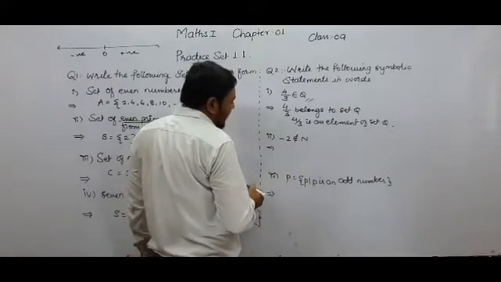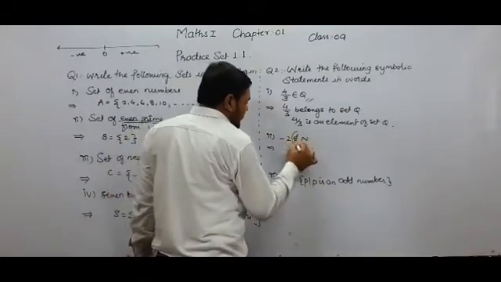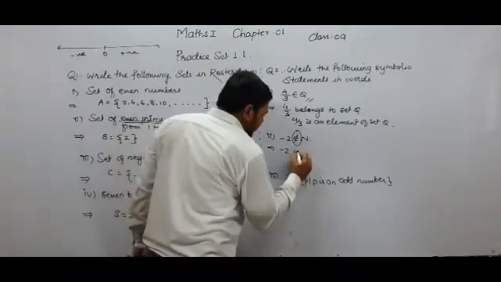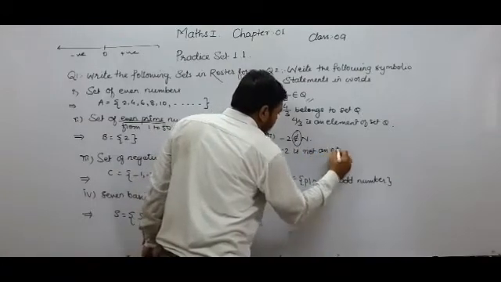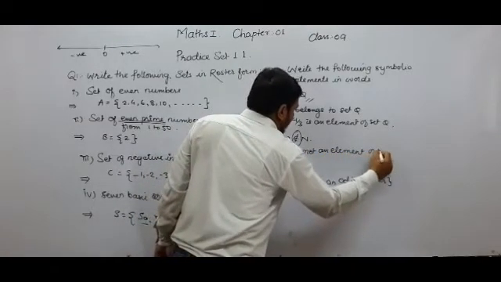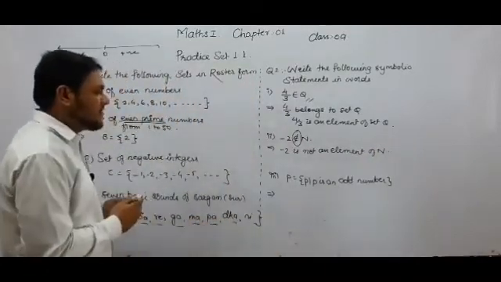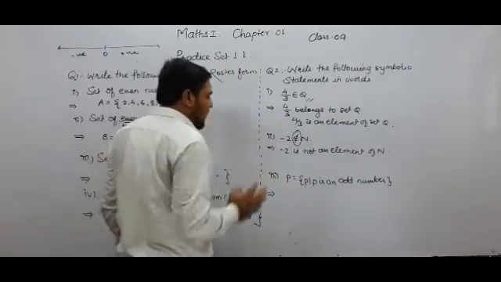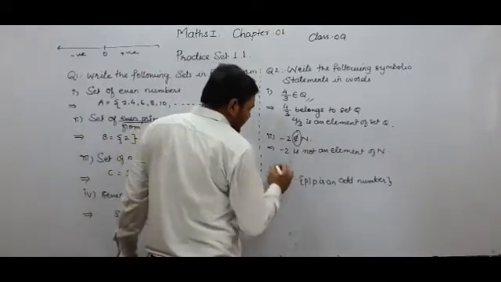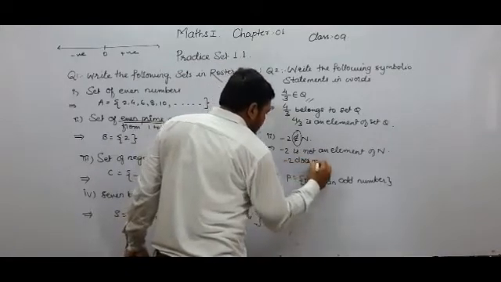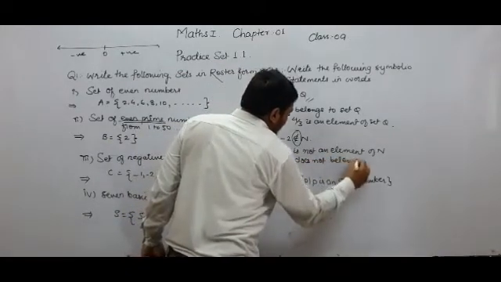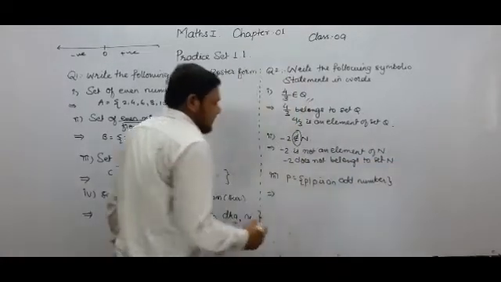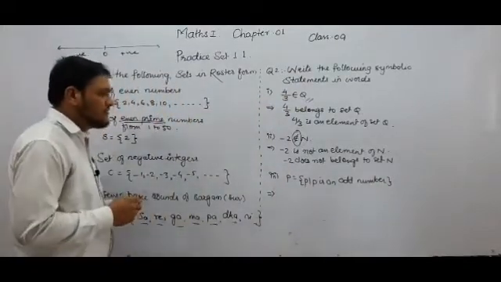Now the next question is negative 2 does not belong to N. The meaning of this symbol is does not belong to, or not an element of. So negative 2 is not an element of N. We all know that N is the set of natural numbers, and negative 2 is not a natural number, because the natural numbers contain the numbers from 1 to infinity. So student, we can also write negative 2 does not belong to set N.